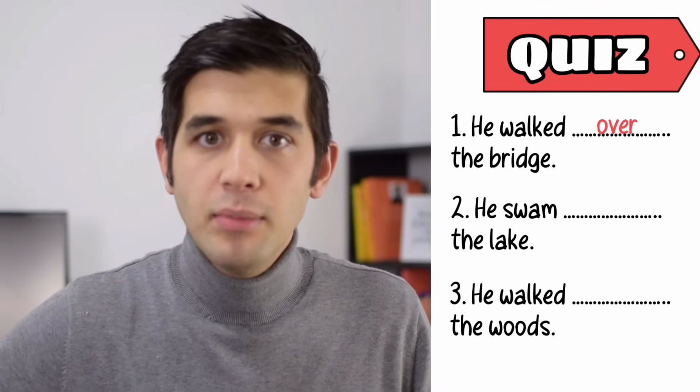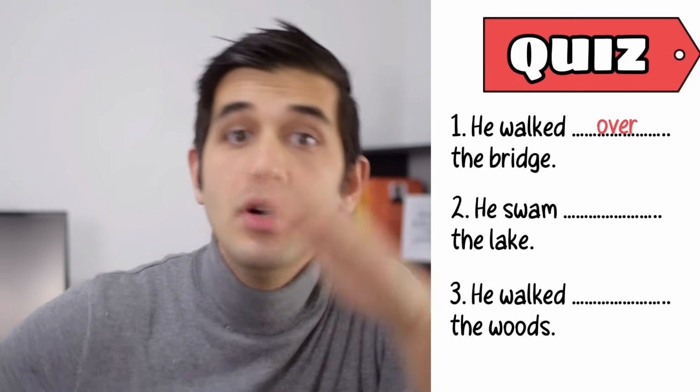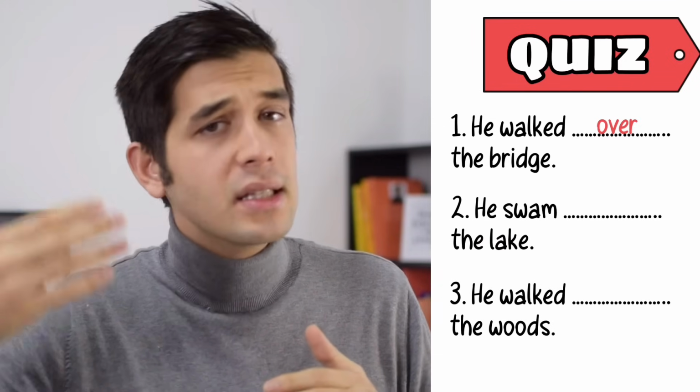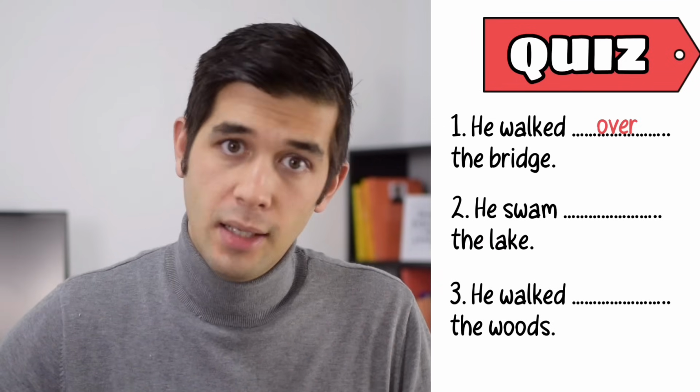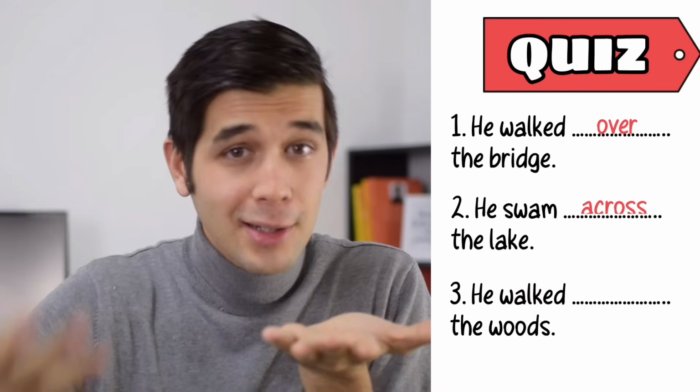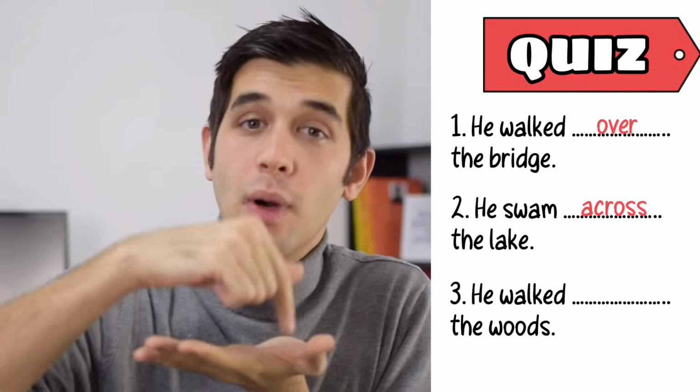Number 2, he swam the lake. Again, we're talking about movement because swimming is a movement, right? He swam across the lake or over the lake. The lake is not high, it's flat. So we use across. He swam across the lake.